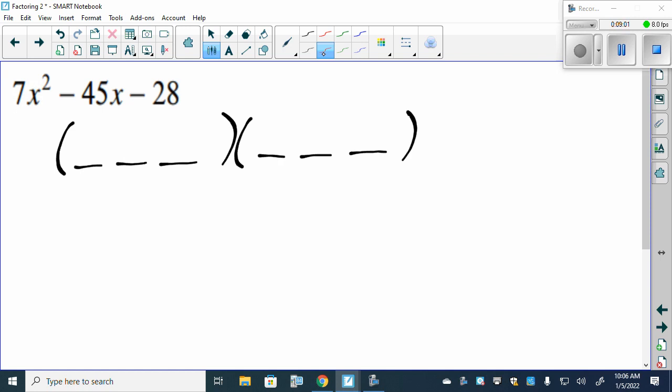Now we can look at the signs. So we look at the third term. Since it's negative, the signs are opposite. One is going to be positive and one is going to be negative. Now 7x squared, 7 we said is prime. So we really just have 7 and 1, and then we'll also have x and x.